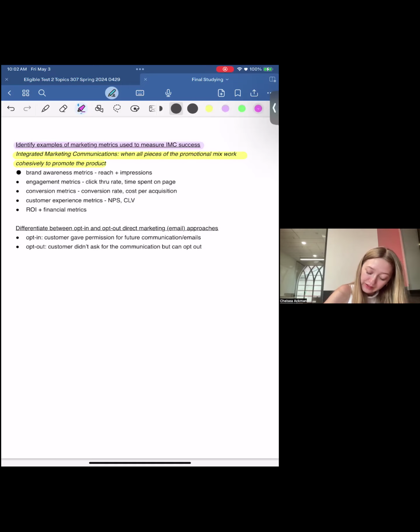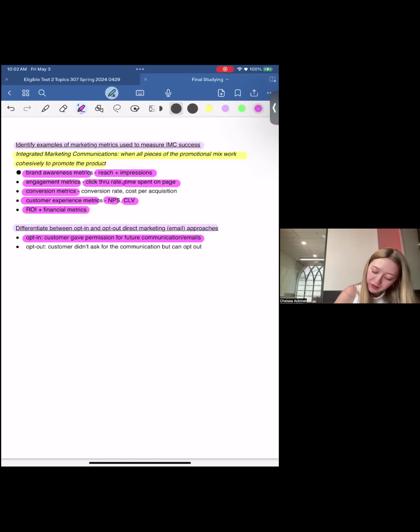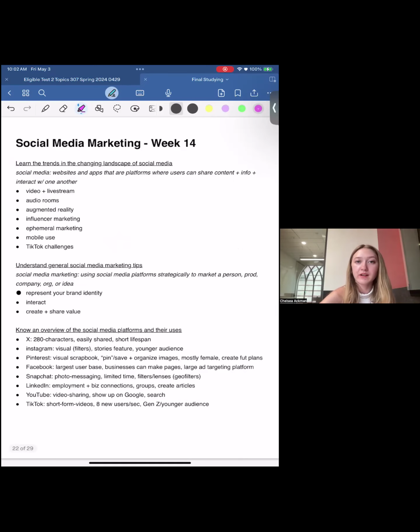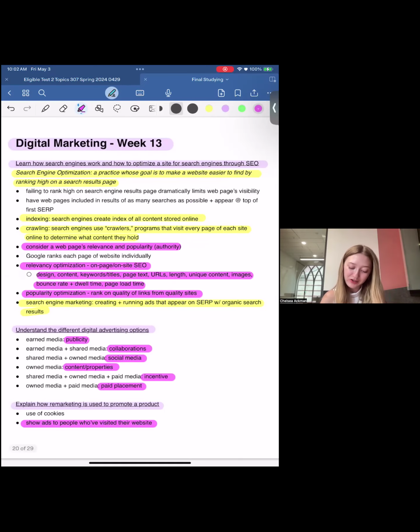You have brand awareness metrics, which include reach and impressions, engagement metrics, which are things like the click-through rate and time spent on the page, conversion metrics, customer experience metrics like NPS and customer lifetime value, and then return on investment and financial metrics. Next, we have to differentiate between opt-in and opt-out direct marketing approaches. Opt-in, the customer gave permission for future communication, and opt-out, customers did not ask for the communication, but they can opt out of it. So that finishes digital marketing.